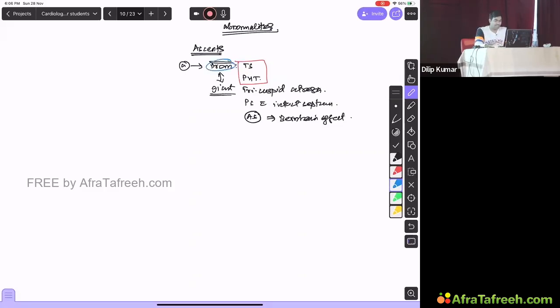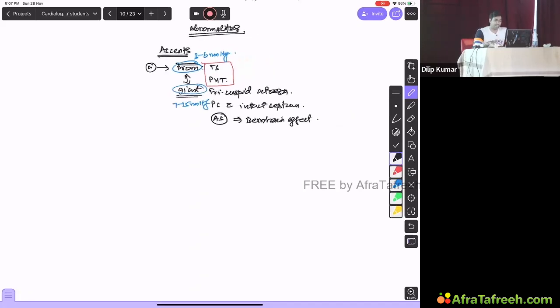Prominent A wave means 3 to 6 millimeters of mercury. The A wave pressure should be 3 to 6 millimeters of mercury. Giant A wave means it will be 7 to 15 millimeters of mercury. That's the definition of giant A wave. And for prominent A wave as well as giant A wave, you have similar causes. Both have the same causes, only the pressure is different. The cutoff is different, but apart from that, everything is the same.